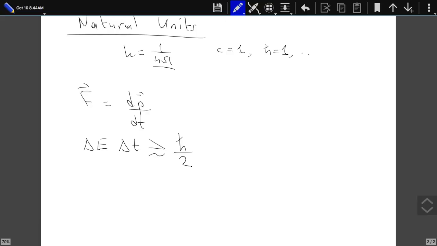Now let's come to another fact. What is the mass of the photon? What is the mass of a particle, let's say, any particle?